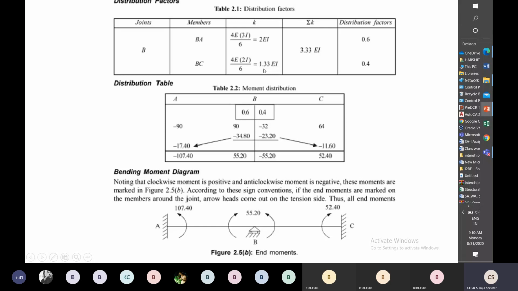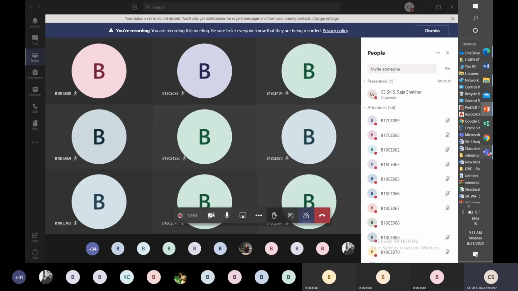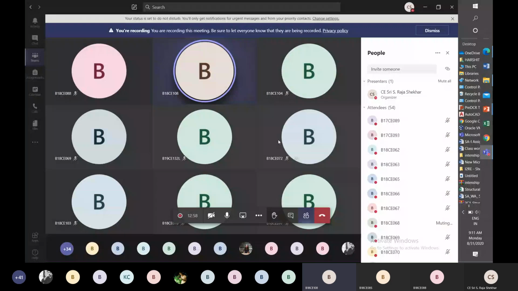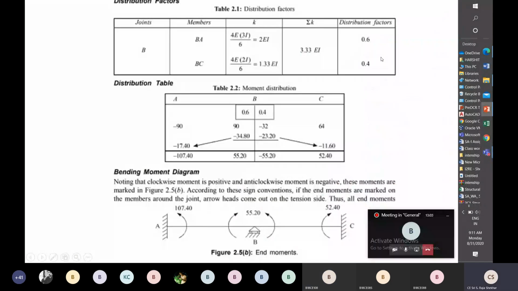Similarly, for BC it is 1.33 EI. To sum up, 2EI plus 1.33 EI, so we are getting 3.33 EI. Now calculate the distribution factor, K by sigma K. For the BA member, the distribution factor is equal to 2EI by 3.33 EI. So we are getting 0.6.